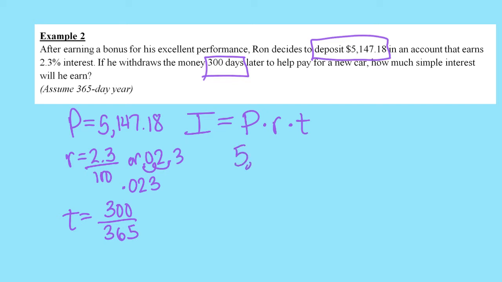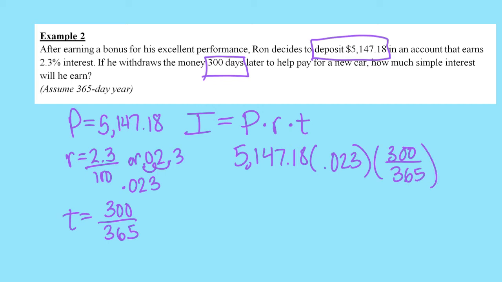Now we're going to substitute P, 5,147. Let's get this right, teach. 47.18 times your rate, 0.023 that we converted, times our time, 300 days out of the 365 days in a year. Again, that's our interest. That's what he is actually receiving from the bank for allowing them to use his money. Calculate it. What do you get? What's that? You said $97.30. Fantastic. Great job.